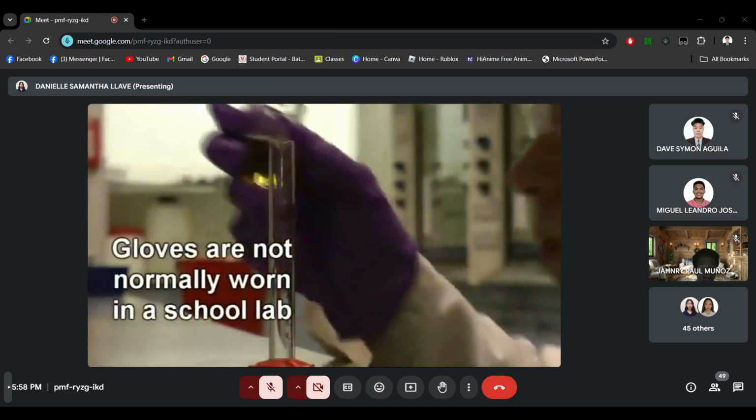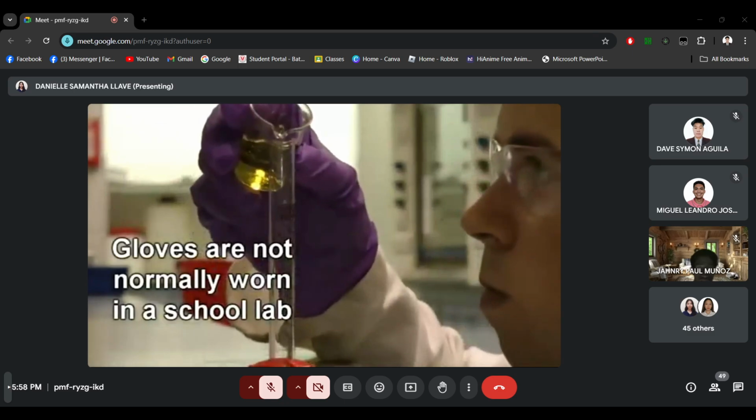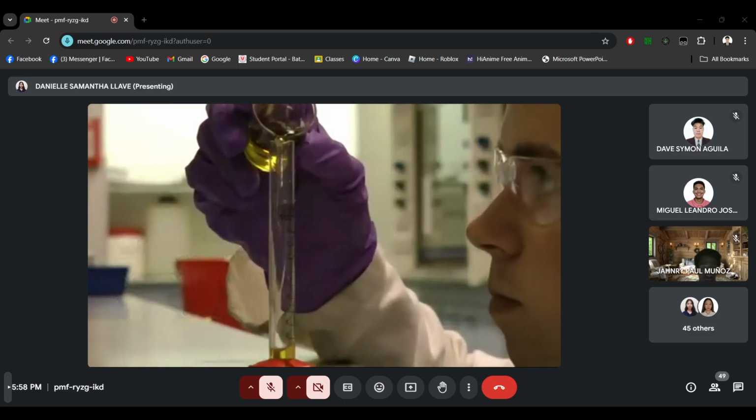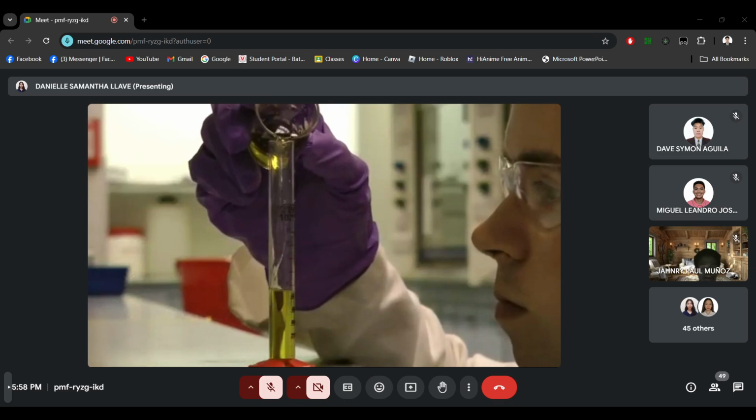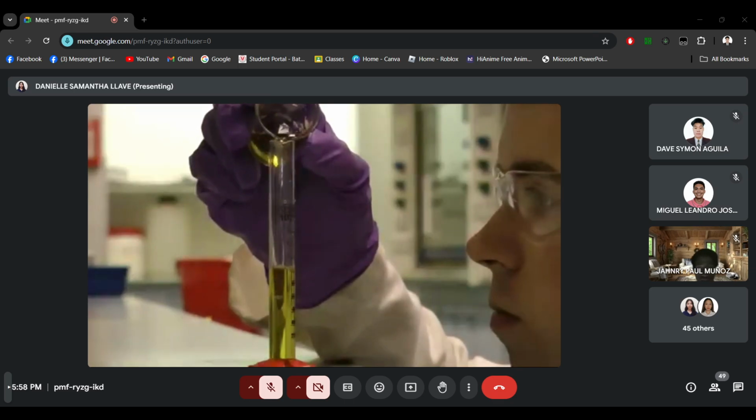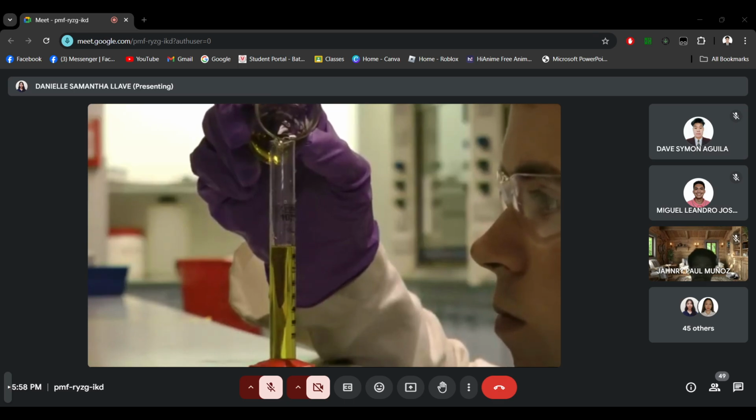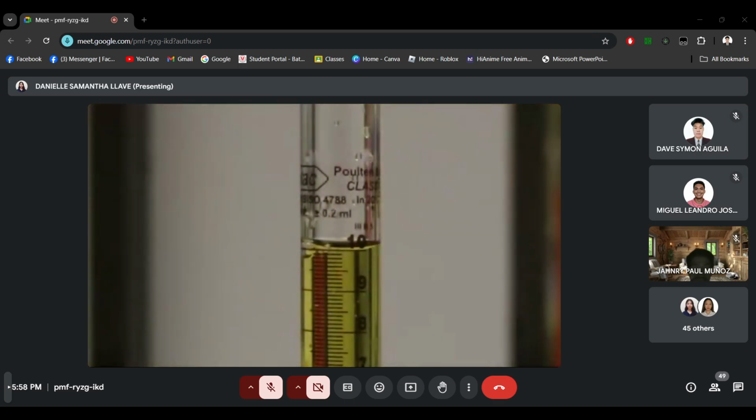The measuring cylinder should be placed on a flat surface and should be viewed at eye level as you pour the liquid in. The measurement should be taken from the bottom of the meniscus as shown on screen.